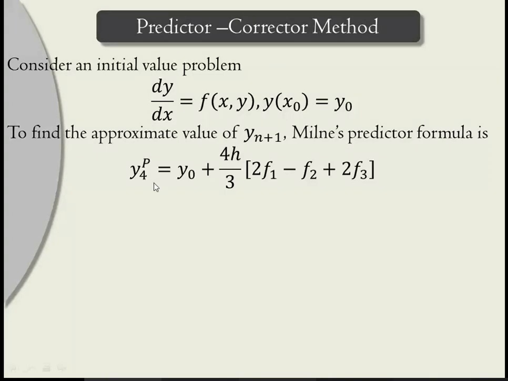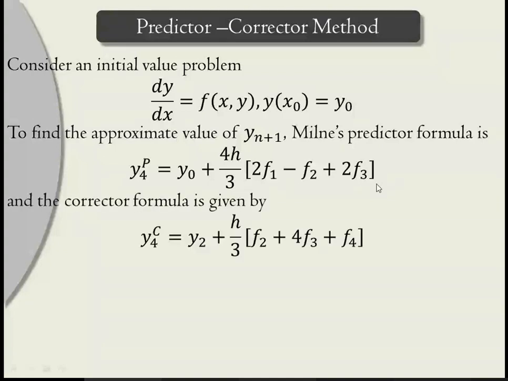the predicted value of y4 is y naught plus 4h by 3 into (2f1 minus f2 plus 2f3), and the corrector formula is y4c equal to y2 plus h by 3 into (f2 plus 4f3 plus f4). Now what are these f1, f2, f3 and f4? f1 is nothing but f of x1, y1, f2 is f of x2, y2, f3 will be f of x3, y3, like that.